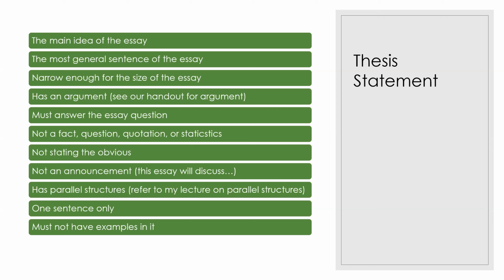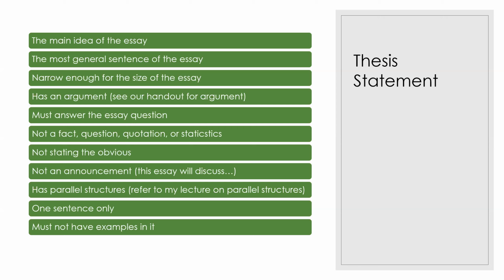Don't use facts, questions, quotations, or statistics. It should be an argument, not evidence. Don't state the obvious. Don't say something that we already know. So it should be something informative and an argument. It shouldn't be an announcement. What does that mean? It means don't say this essay will discuss whatever. Or in this essay, we will discuss whatever. Don't announce it, just write it.